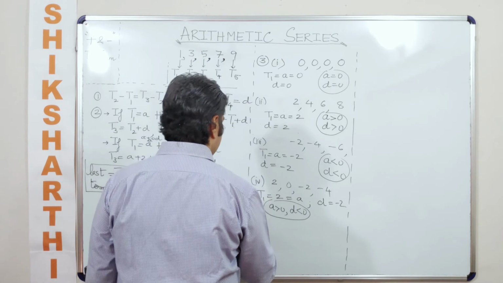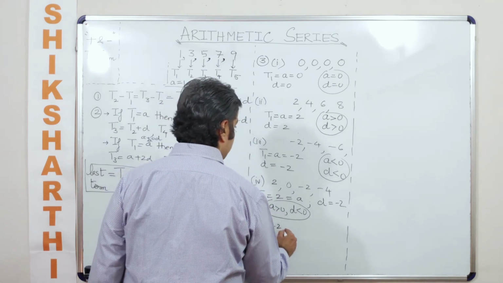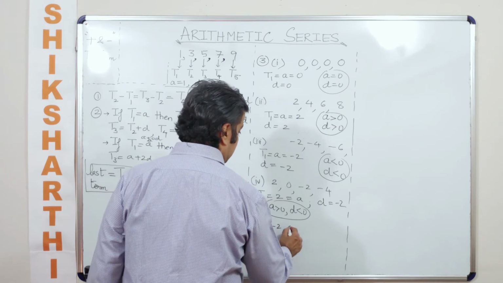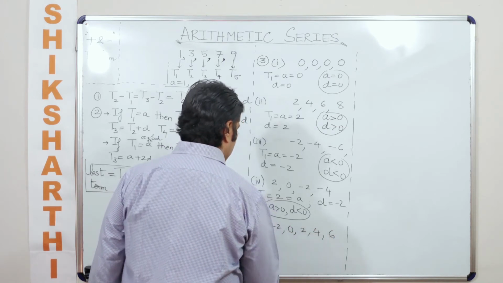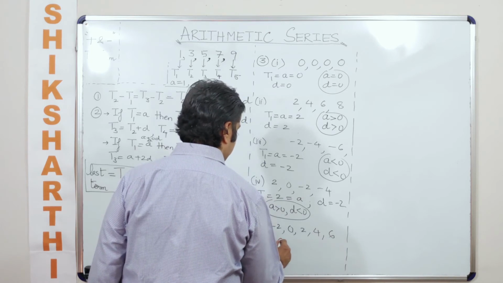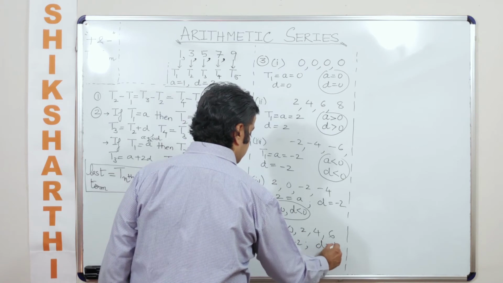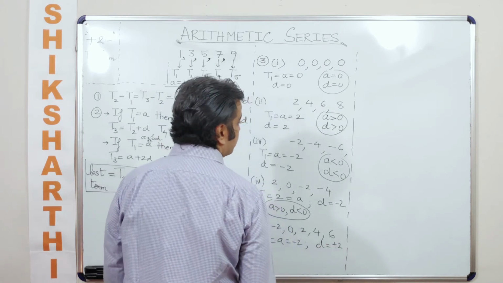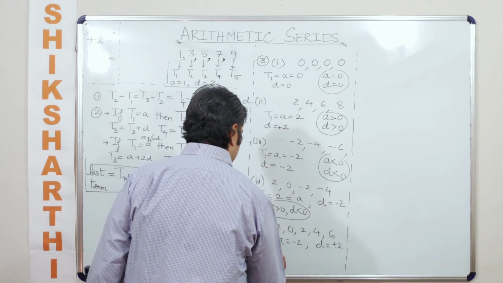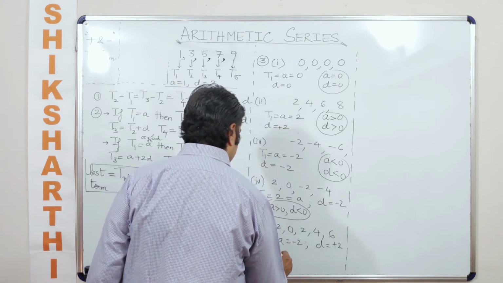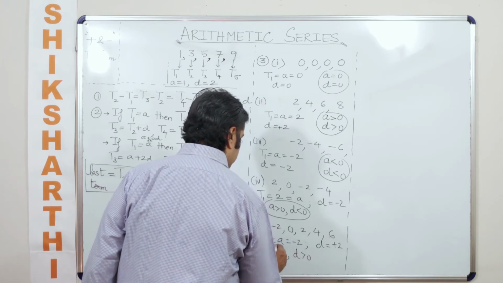Okay. The fifth case that I am taking here is, let's say I take the first term as minus 2. Then the next one becomes 0, then 2, then 4, then 6. Now here the first term, let's say is A, which is equal to minus 2. And how much is the common difference here? Common difference here is plus 2. Okay. So can I say this is another case wherein the first term is negative, but the common difference is greater than 0.